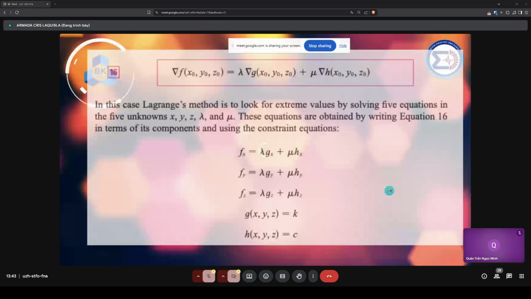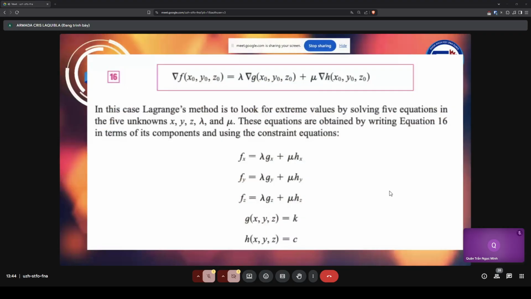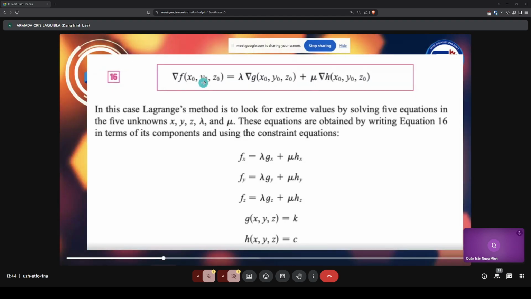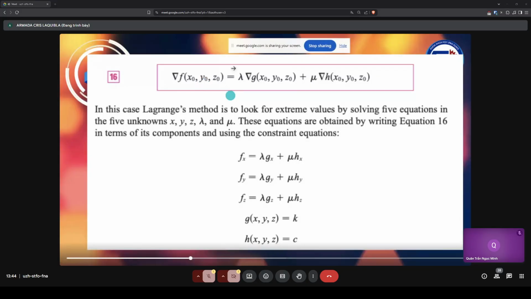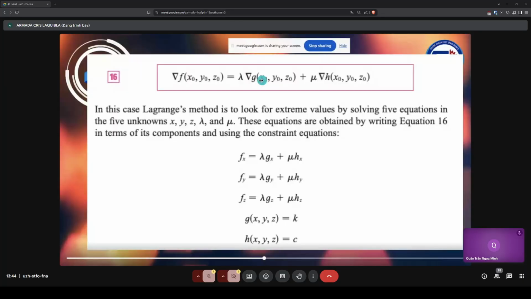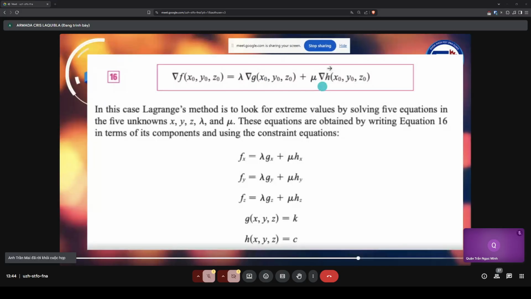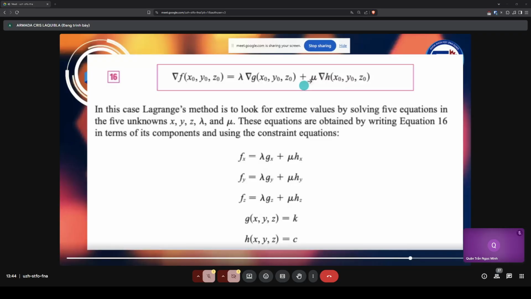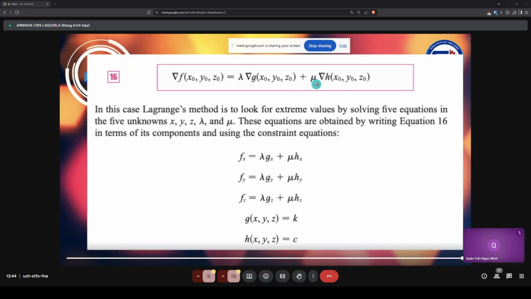Next, what if we have another function there? So del f of x, y, z equals lambda times del g plus, since this is lambda for the g, we have to put another variable here, mu for your del h. This symbol here is represented by a constant. So this one must be a number. We have to solve it.